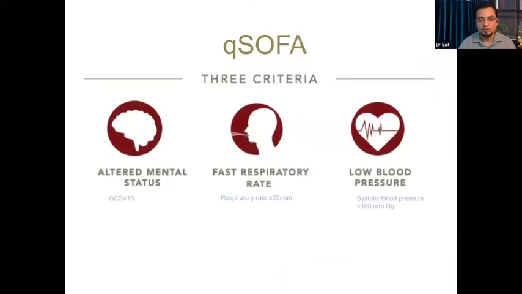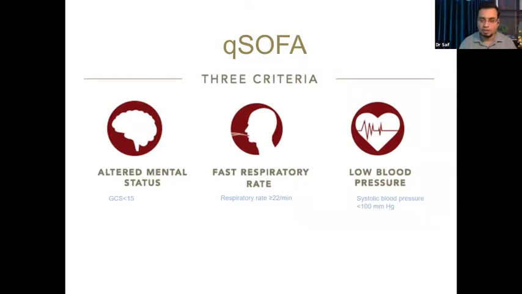But now we have quick SOFA because some people still have difficulty in calculating the classical SOFA score. So now we have quick SOFA after 2016, and that is based on 3 criteria only. Look at the brain, look at the respiratory system, and look at the cardiovascular system. Only 3 systems, and that is quite clinical.